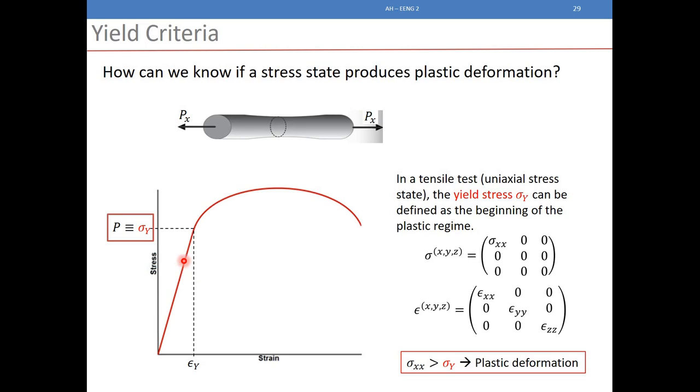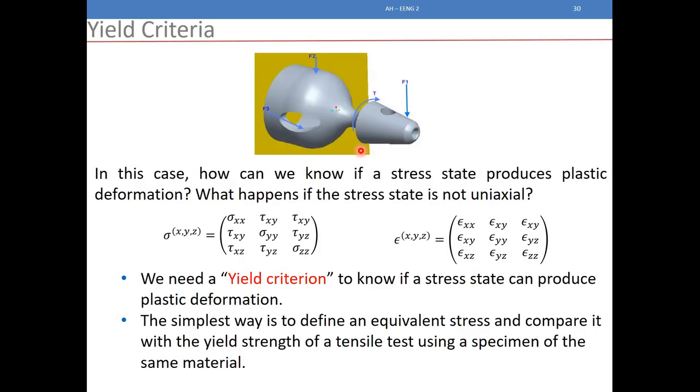But this is a simple tensile test, just a specimen in tension. I am applying a tension. Now let's look at this example here. I have this element, with a vertical force here, a horizontal force here, and a torque here. So the stress state here will be very complicated. I don't have only a simple tensile test.